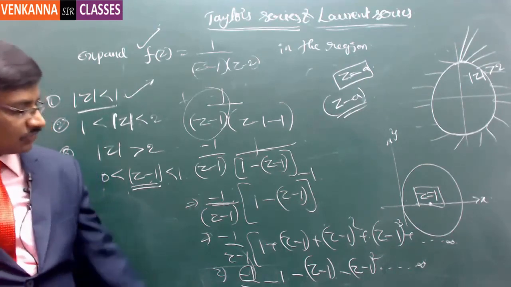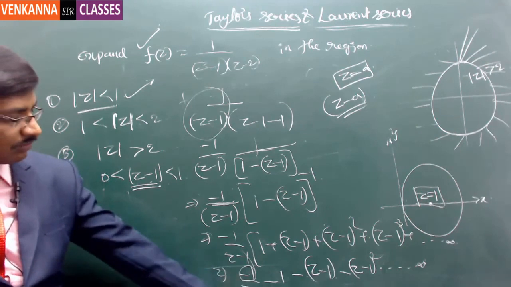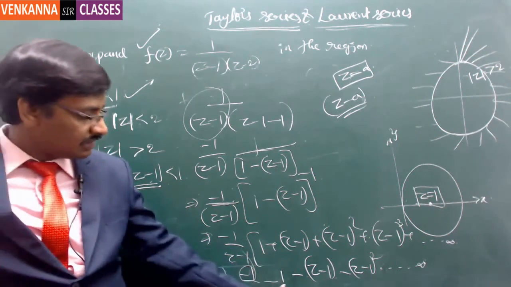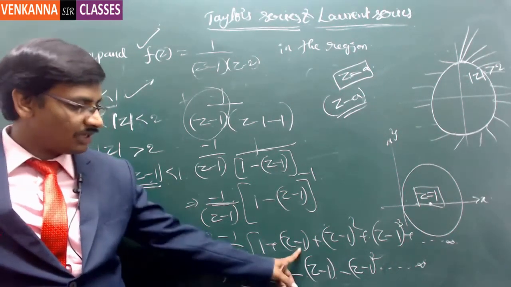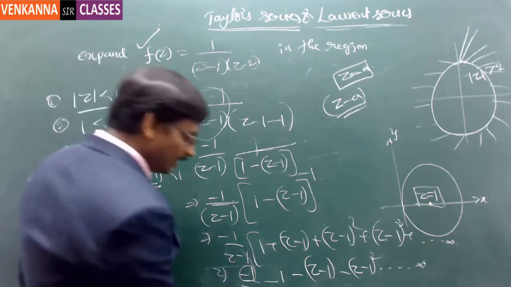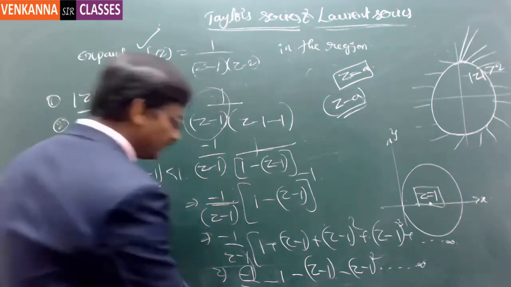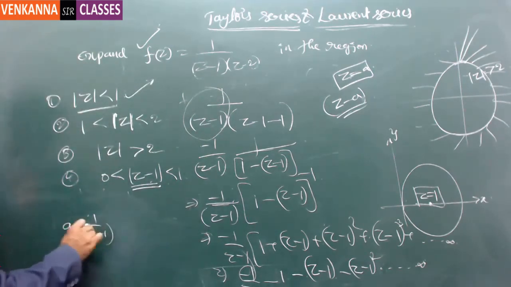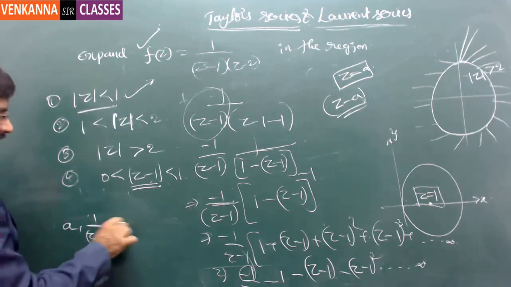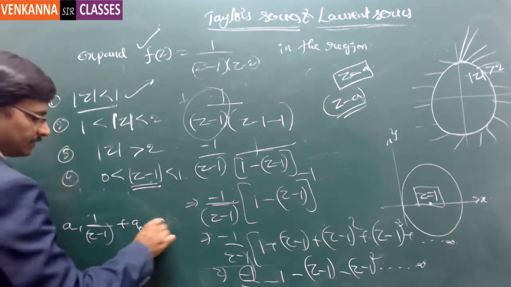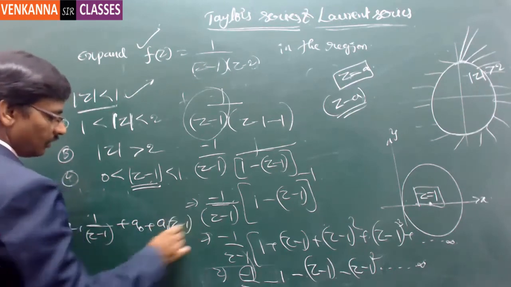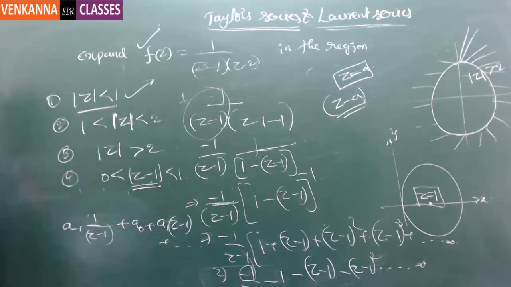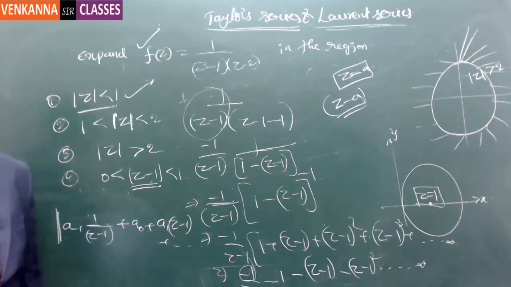In the final solution, I have multiplied this, right? So minus 1 by z minus 1, and then there is the minus 1 term, because z minus 1 and z minus 1 will be cancelled out. This is a minus 1. So this expansion is a minus 1 into 1 by z minus 1 plus a naught plus a1 into z minus 1. This is how we got this. So this is a Laurent series, but the Laurent series ended at this point, and there are no higher negative powers of z minus 1. Got it?